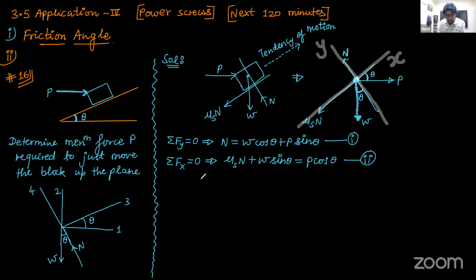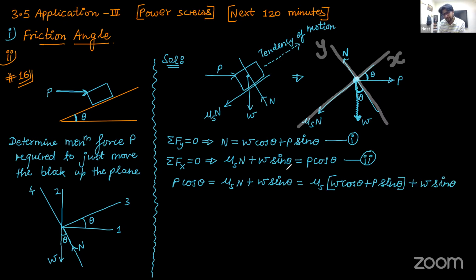So let us substitute the n value from equation 1 into equation number 2. I have P cos theta is equal to mu s n plus W sin theta. Substitute that n value. How much is the n value? N value is W cos theta plus P sin theta. And we also have W sin theta.